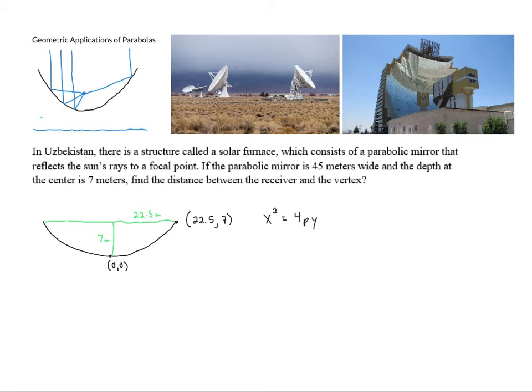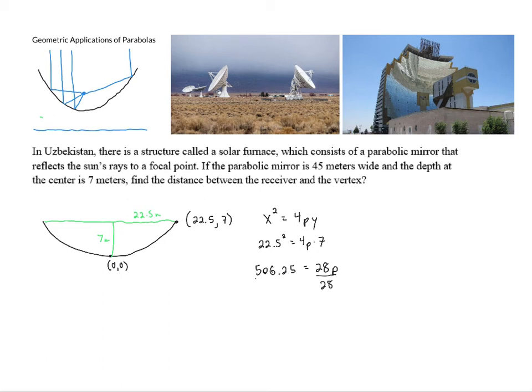And because the point (22.5, 7) is on this curve, we know that if we plug in 22.5 for x and 7 for y, that will give us an equation that we can solve to figure out the value of p, which will tell us exactly how far away the focal point, or the receiver, is from the vertex. So if we take 22.5 and square it, we get 506.25. And then, of course, 4 times 7 is 28. So we get 506.25 equals 28p.